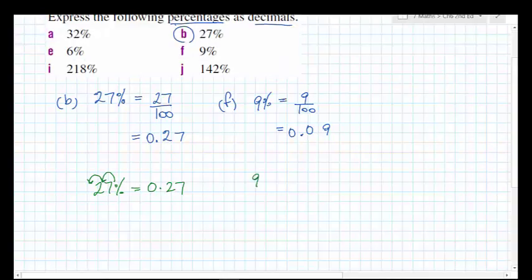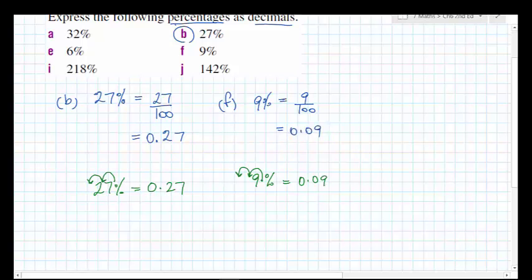Okay, so let's just then have a look at the alternative way as well of thinking of this. If I have 9%, it's really like I have a decimal place here and I move it 1, 2 that way. Right, so if that's the case, I end up with 0.09 as my answer.